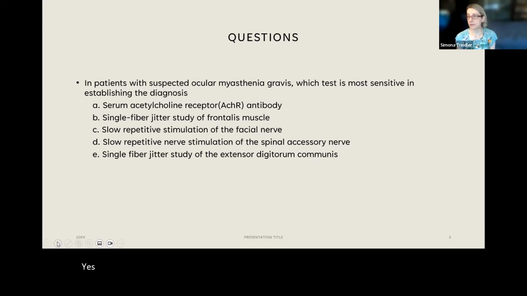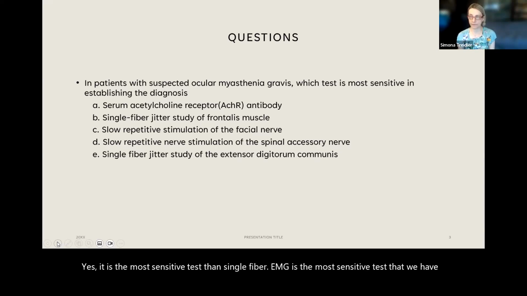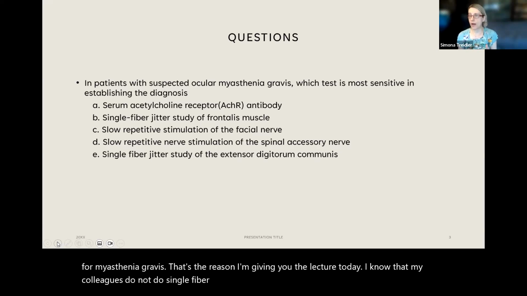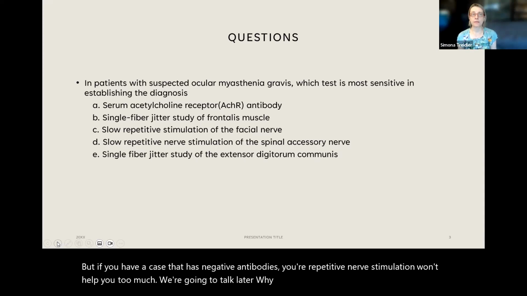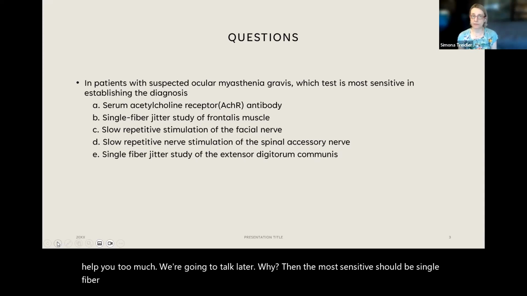Yes, then it is the most sensitive test. Single fiber EMG is the most sensitive test that we have for myasthenia gravis. That's the reason I'm giving you the lecture today. I know that my colleagues do not do single fiber, but if you have a case that has negative antibodies, your repetitive nerve stimulation won't help you too much. We're going to talk later why. The most sensitive should be single fiber EMG and single fiber jitter study, as mentioned in this question.